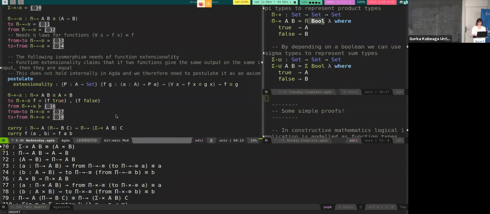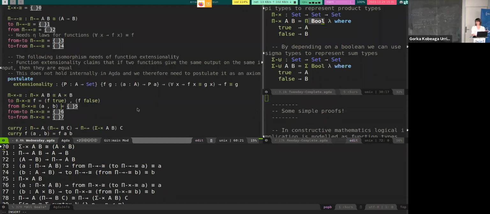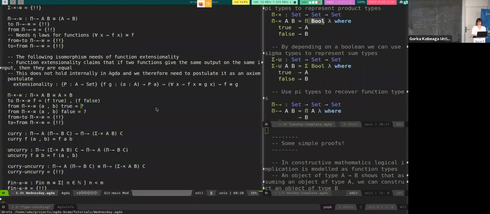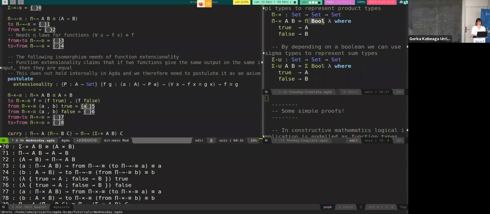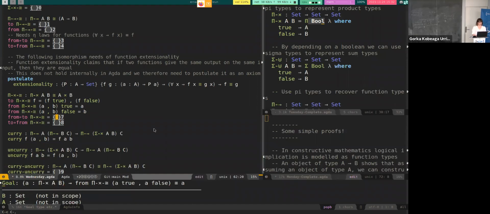And in the other direction, we are given a product and we need to construct a function. So we need to take a Boolean. If the Boolean is true, give back A. If the Boolean is false, give back B. So we can accept what I'll call the selector as an argument. We can pattern match it. And if it's true, we give back A. If it's false, we give back B. And now we need to prove that these two are inverses of one another.